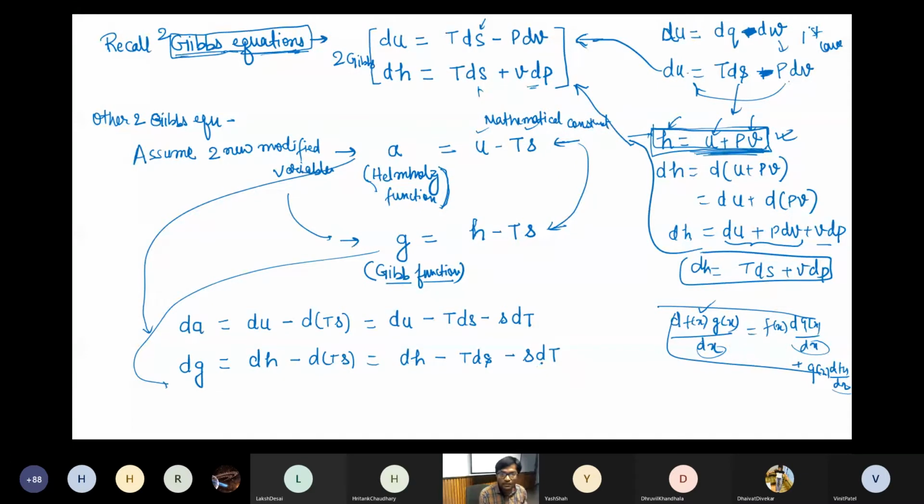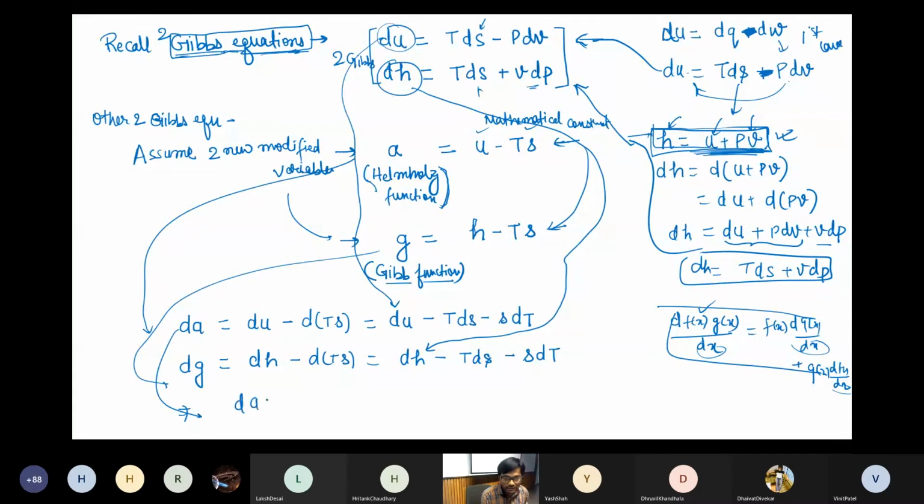Now what could we do? What we do is we substitute dU over here, and dH over here, and let's see what happens. So this dA I will write: dA is equal to TdS minus PdV minus TdS minus SdT, and this goes away, and you are left with minus SdT minus PdV. This is one relation.